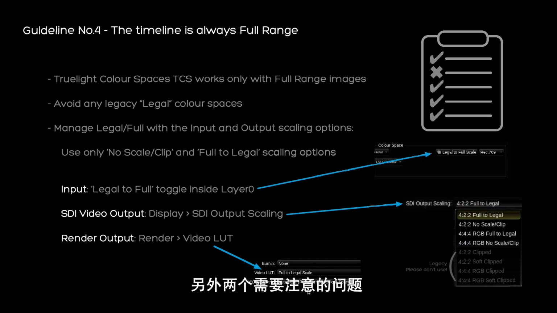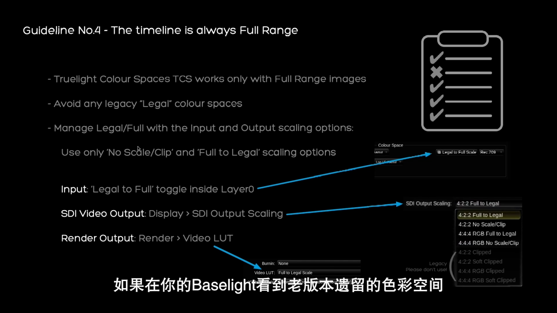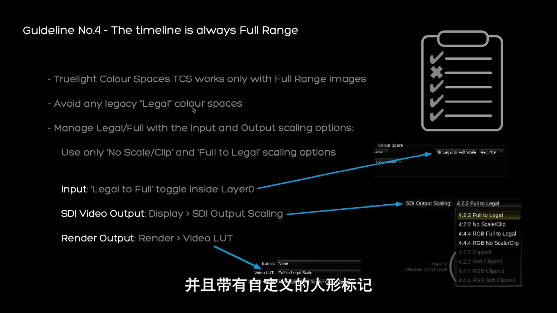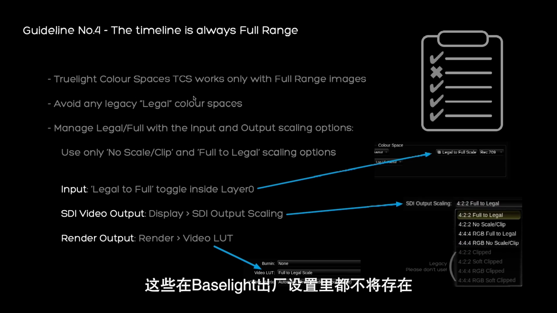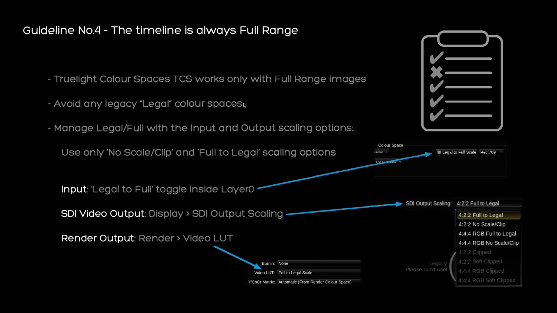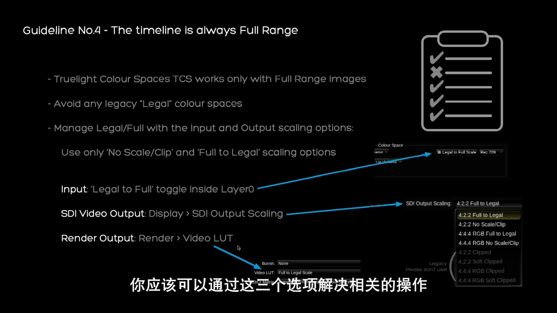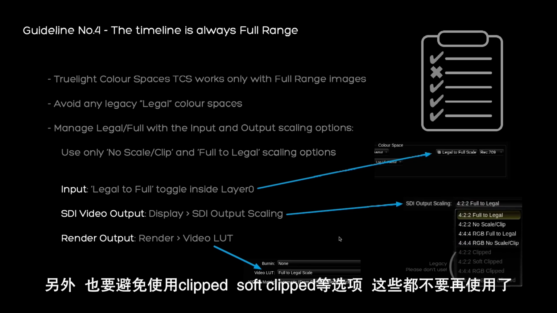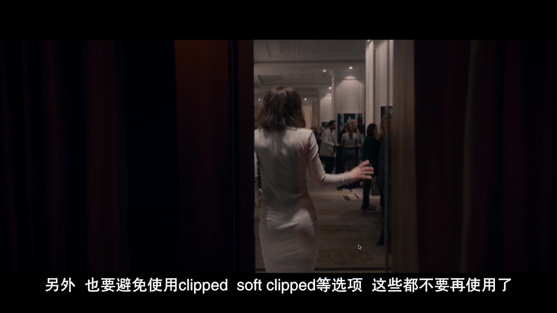And two more things to mention. If you find any kind of legacy color spaces on your machine, they should also have that user icon next to them because they're not natively in Baselight anymore, that have a legal part in their naming. Somehow avoid these kind of color spaces. They shouldn't be used anymore in Baselight. You should be able to apply all required operations just with these three options here. Also, please avoid the clipped and soft clipped scaling options. They should also not be required anymore.